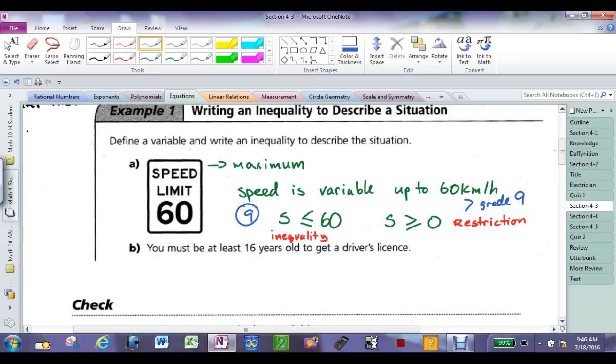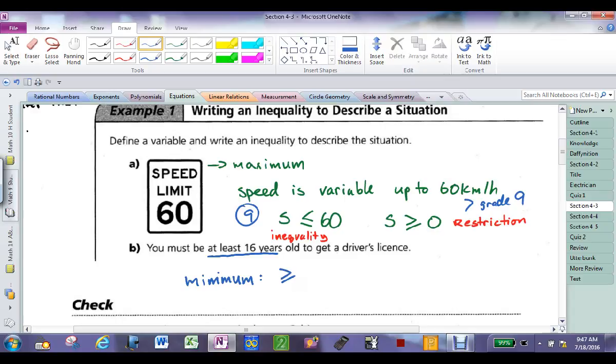All right. So now let's look at the second one. You must be at least 16. Minimum. That's a minimum. So if it's a minimum, what symbol are we using? Greater than or equal to.